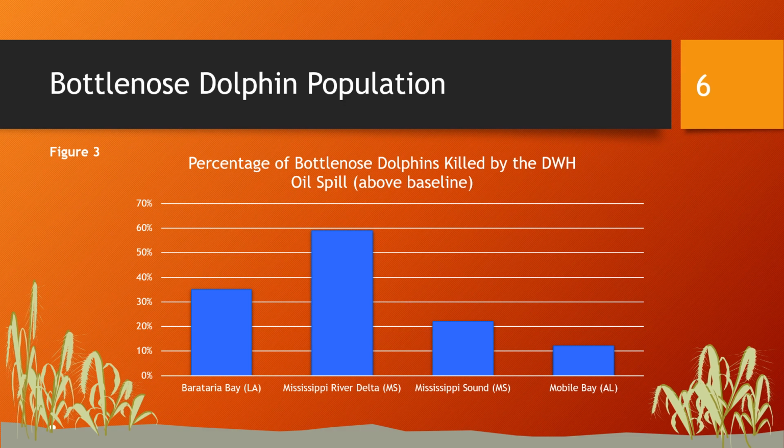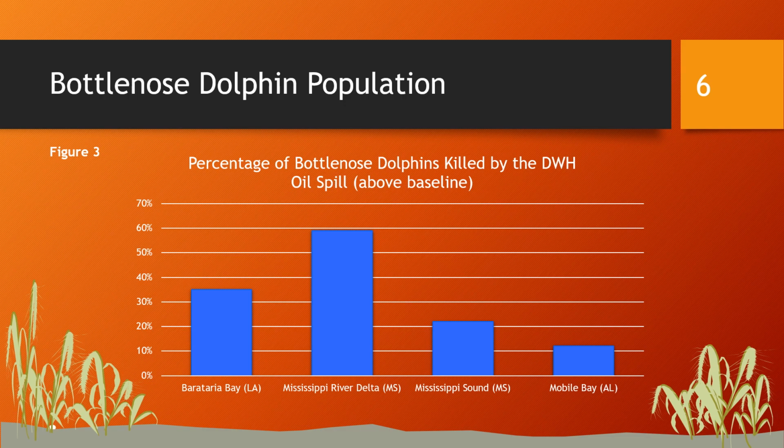The bottlenose dolphin population in the Gulf was severely affected by the spill. Air pollution from burning oil and oil vapors at the surface of the water caused damage to their lungs and airways. Further exposure through ingestion of contaminated prey and oil in the water resulted in an increase in bottlenose dolphin deaths in Barataria Bay, Louisiana, the Mississippi River Delta, the Mississippi Sound, and in Mobile Bay, Alabama.